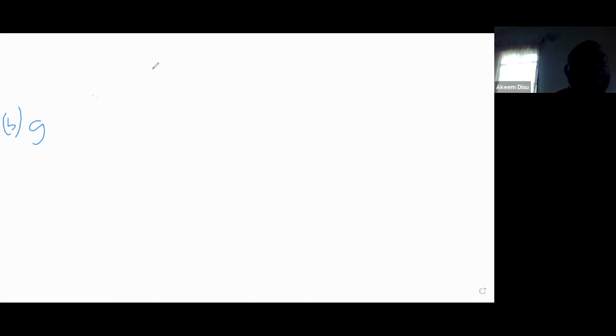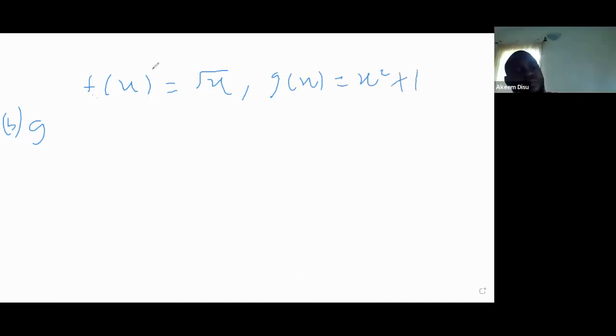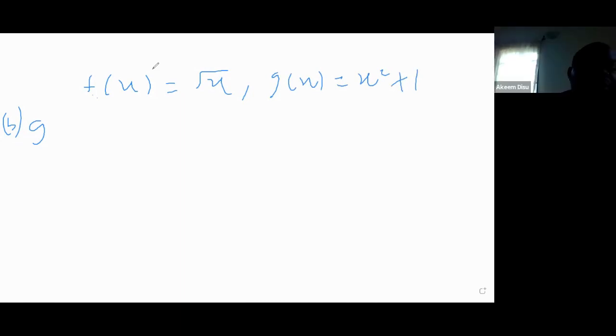Okay. We have, in the question, f of x is equal to root x. Is that taken? And g of x is equal to x squared plus 1. Am I correct? Hello? Then the question A is what? Find f of g of, is it 0?